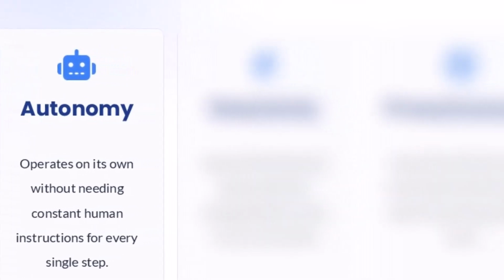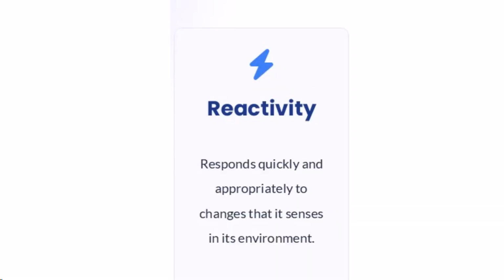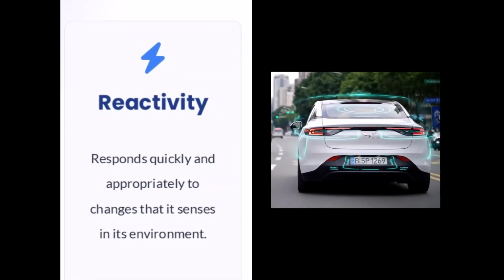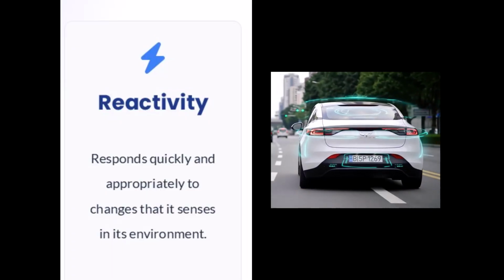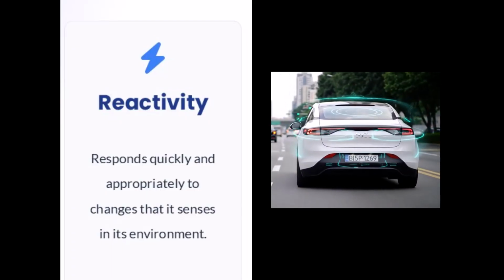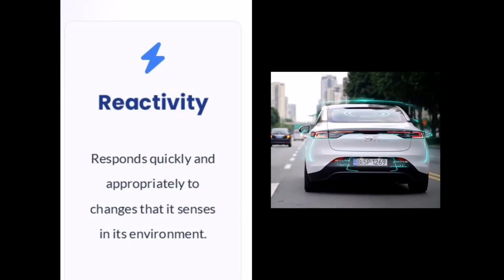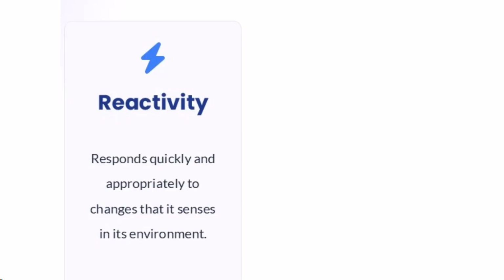The second characteristic is reactivity. The agent must be able to respond quickly to what's happening right now in the environment. So if a self-driving car suddenly detects a braking car ahead, that is sensing, it must hit the brakes immediately, that is act. It reacts to current changes.